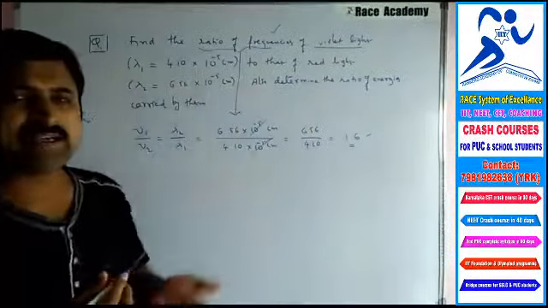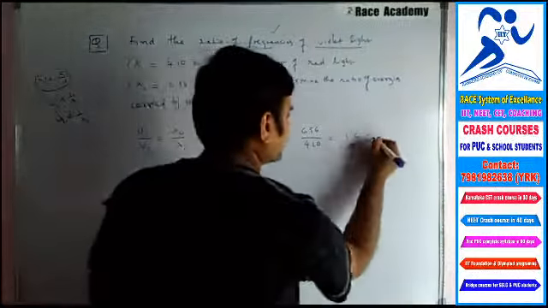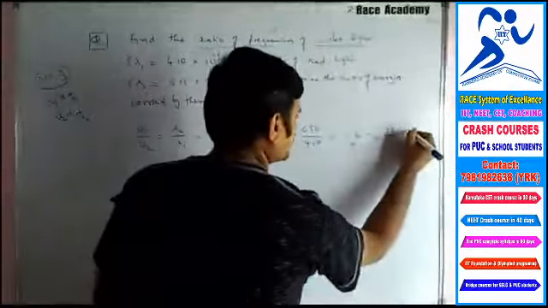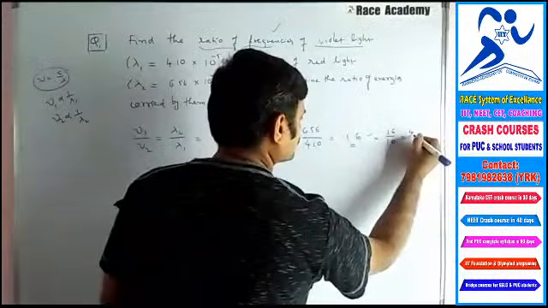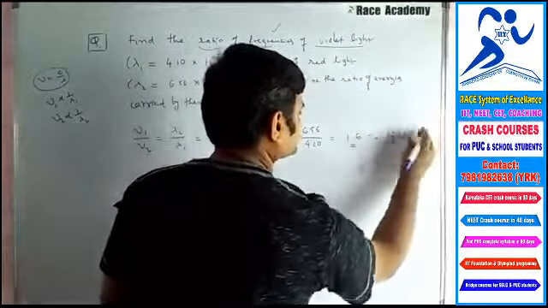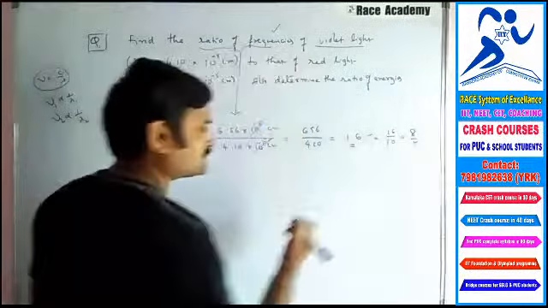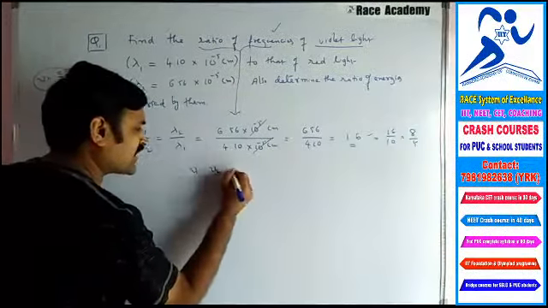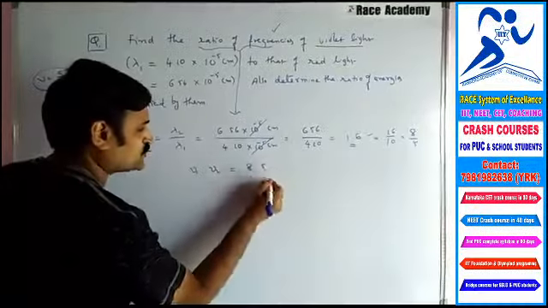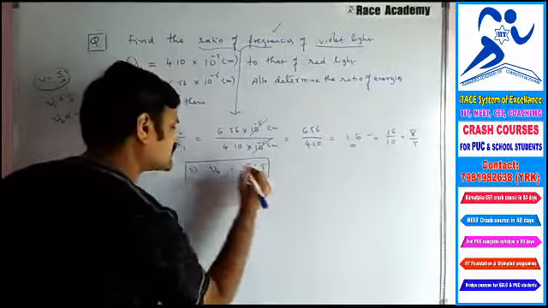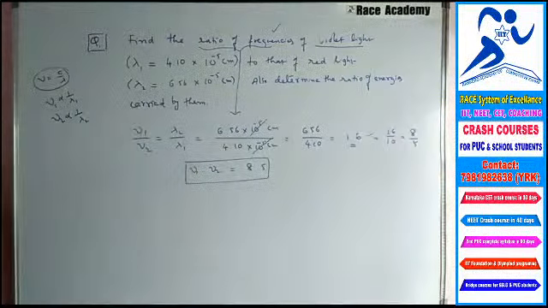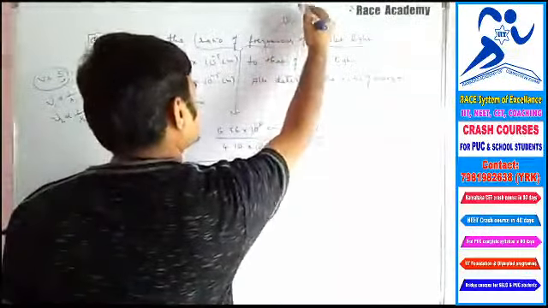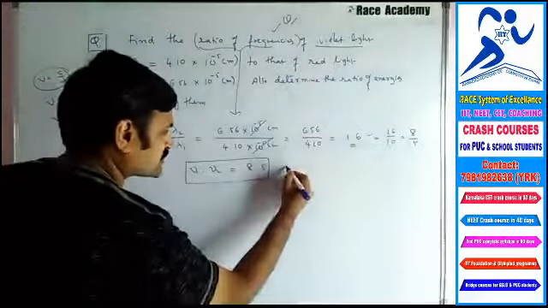Or you can also write this as 16 by 10, or it can be written as 8 by 5. So the ratio between nu1 and nu2 frequencies is nothing but 8:5. This is the answer for the first question, the ratio of frequencies that we calculated.